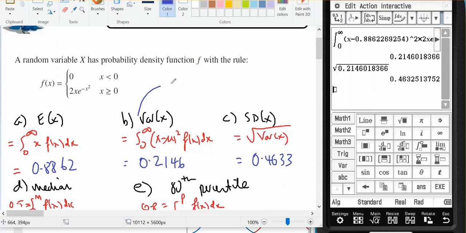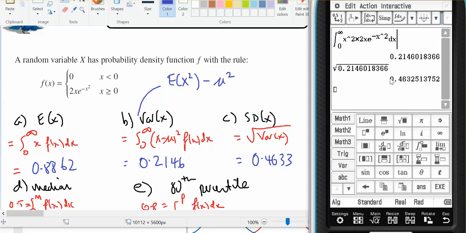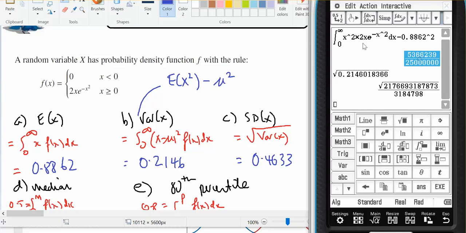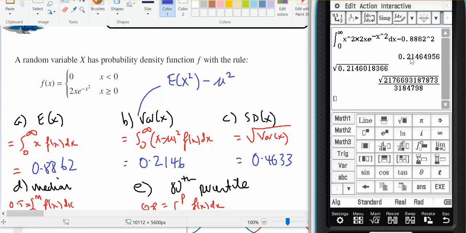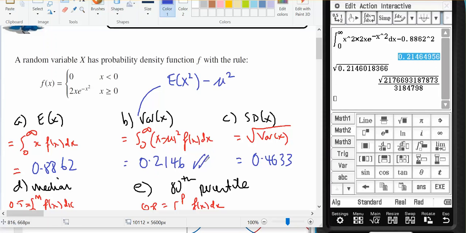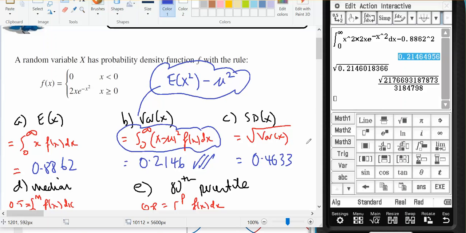The other formula for this is the expected value of x squared minus the mean squared, which gives the variance. So if I come back up here on dx and I minus, I didn't write it right, 0.8862 squared, I get this expression, which is the same answer. So it doesn't matter if I use this rule or if I use this rule, I'll get the same answer.